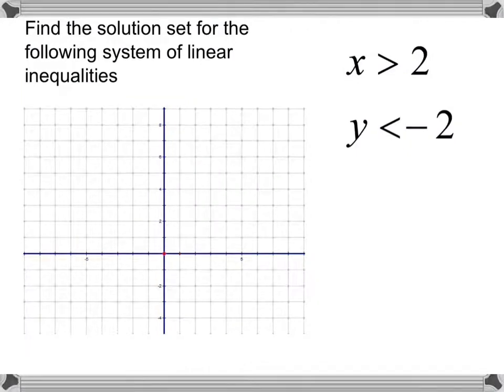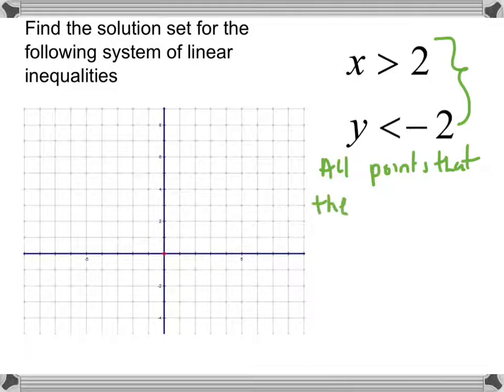Now the first one we are going to do. Systems of linear inequalities are a lot like systems of equations in that we have to graph them at the same time, and we have to see things that meet the inequalities simultaneously. So we're looking for all points that meet the inequalities simultaneously.